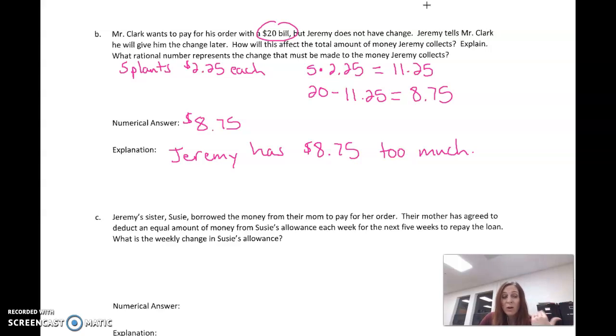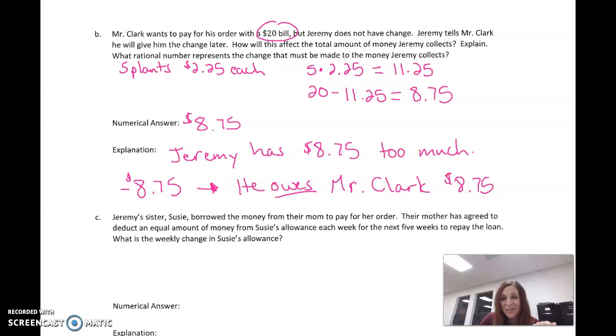What if you thought of it though from Mr. Clark's aspect, right? How much was Mr. Clark shorted? So I would buy that you could think of this as a negative $8.75. Okay? So if you thought of it that way in terms of Mr. Clark, you could say that Jeremy owes Mr. Clark $8.75. So just so you know, there's different ways we can think about this, depending on whose perspective you're on. Okay, just one more.